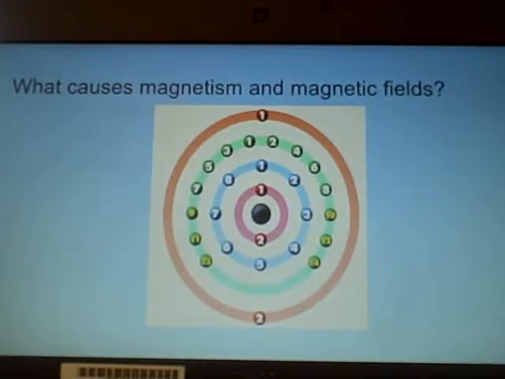Magnets have poles because they have a more positively charged end and a more negatively charged end due to the distribution of electrons at the molecular level. The end that has more electrons is more negatively charged and vice versa.